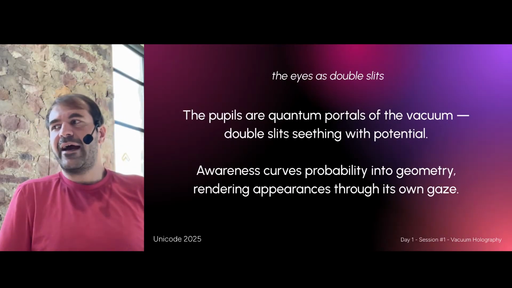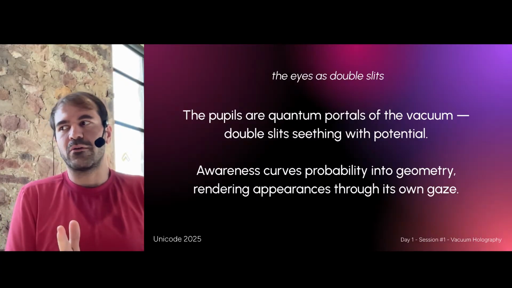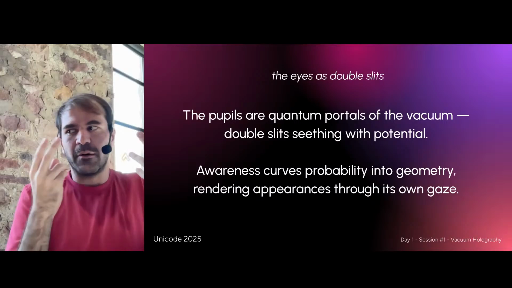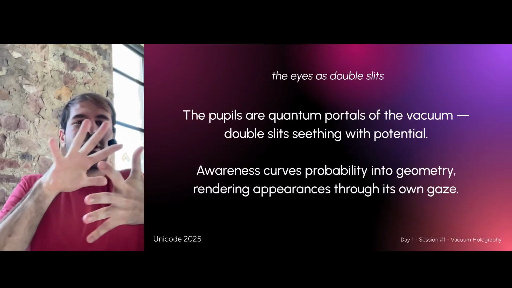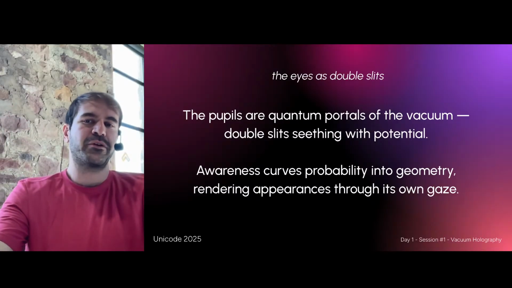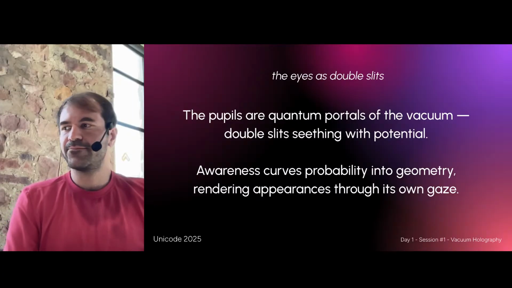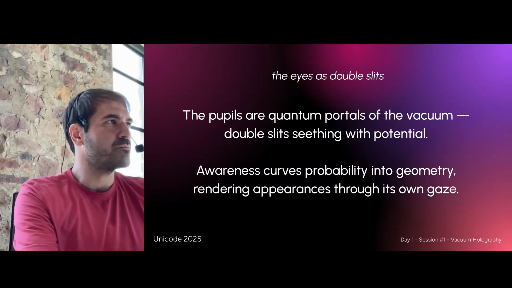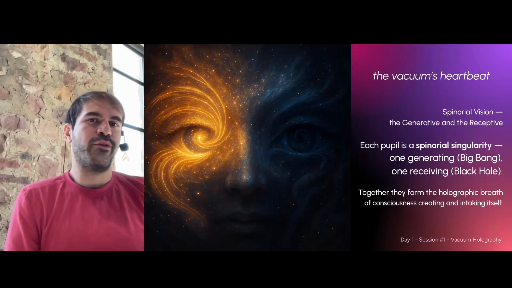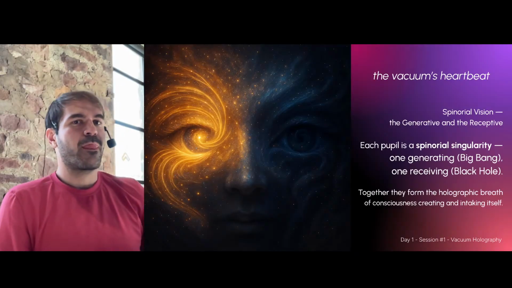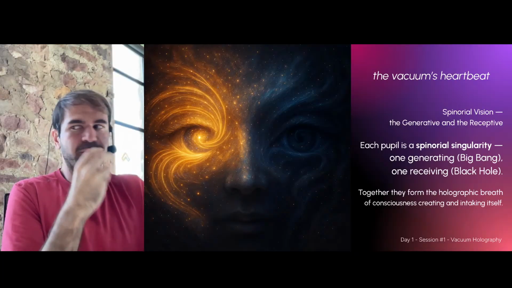The eyes as double slits. The pupils are quantum portals of the vacuum. They're double slits seething with potential, and awareness is curving probability into geometrically rendered appearances with its own gaze. So the vacuum's heartbeat. So we have a spinorial vision. We have a generative and a receptive vision.